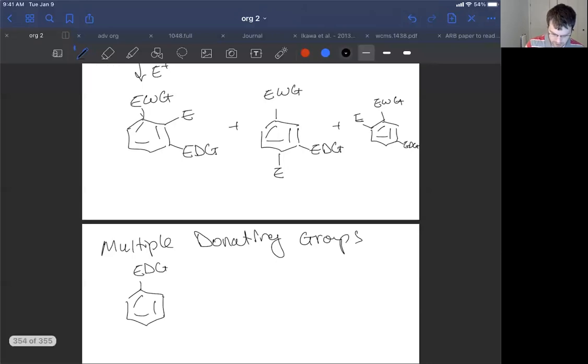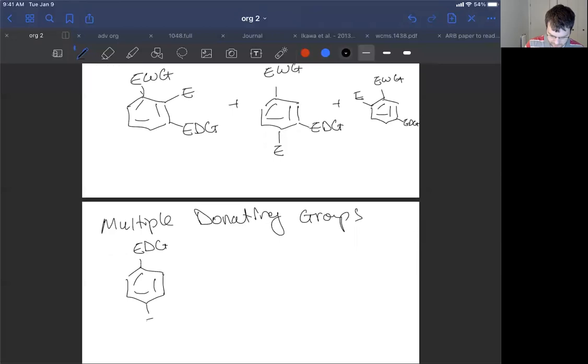There's a few ways that we could have these arranged. I'm going to stick with para. There we go. All right, so we're going to see activation at each of these positions now. And so if we add an electrophile to this, it turns out the left and the right are the same.